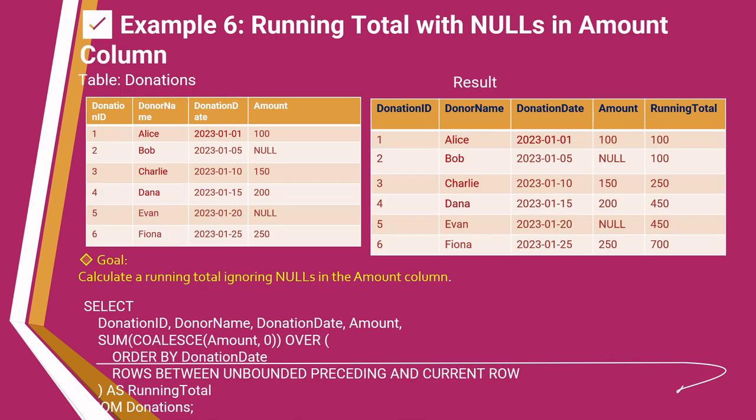This example is crucial for real world data. What happens when some values are missing or nulls? If we don't handle nulls, the running total might also return null. So, we use the COALESCE function to treat nulls as 0. This ensures that the cumulative sum skips missing values without breaking the calculation.